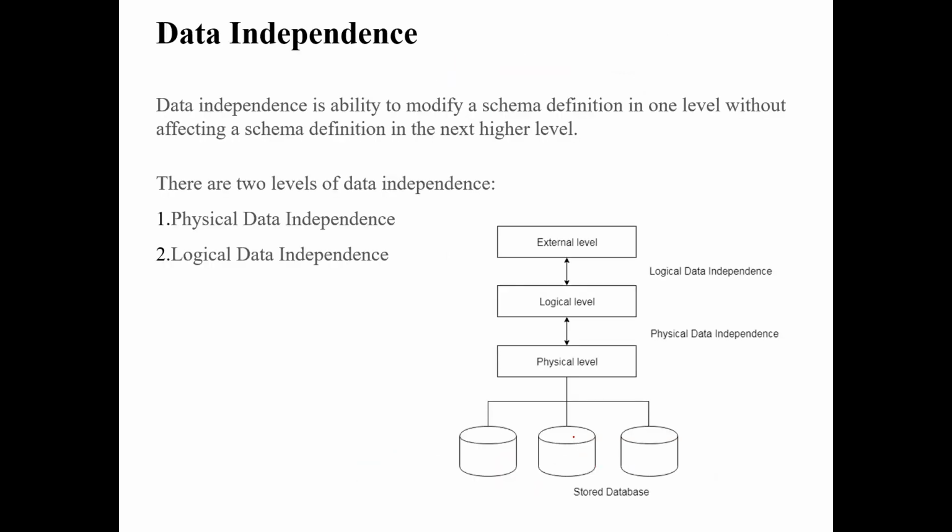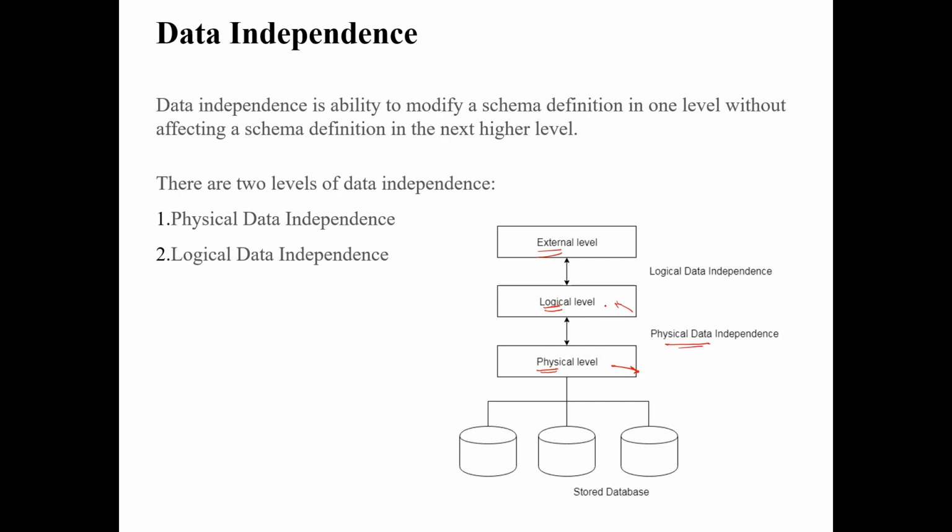Okay, so this is all about data abstraction. Now the next topic which we are going to study is data independence. Now, what do you mean by data independence? We have studied three levels. One is the physical level, second is the logical level, and third is the external level or the logical view. So when we change something at the physical level, there should not be any effect on the logical level. So that is called the physical data independence.